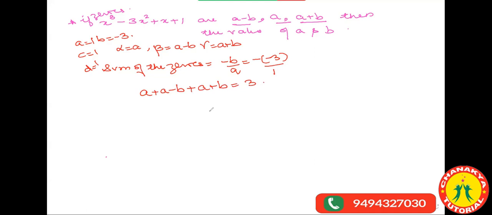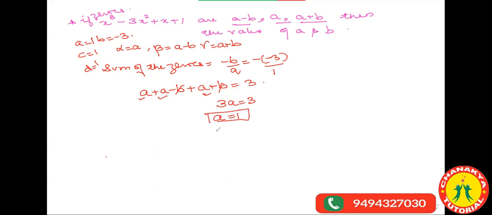Have you got it this step? Yes, ma'am. Now, b minus b is 0. Then a, 2a, 3a. So 3a is equal to 3. Then the value of a is 1. We have got the value of b, a as 1. Clear? Yes, ma'am.